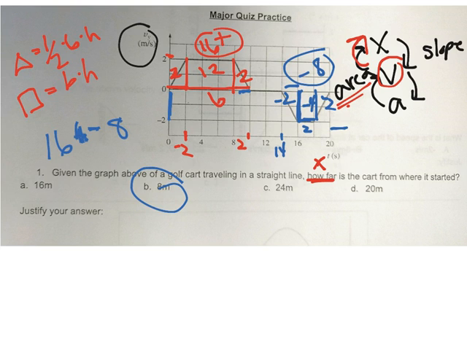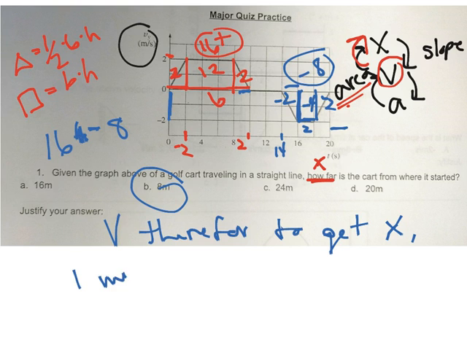And as far as justifying, tell me that, oh, look, it's a velocity graph. Therefore, to get position, I must get the area. And then your work of finding the area would all justify your answer.